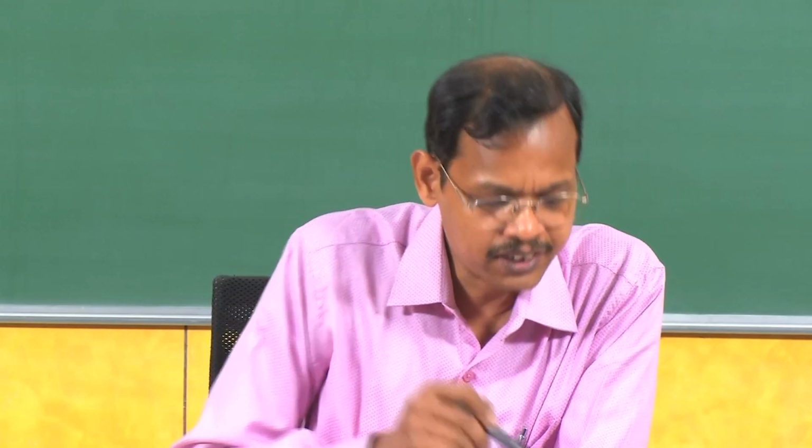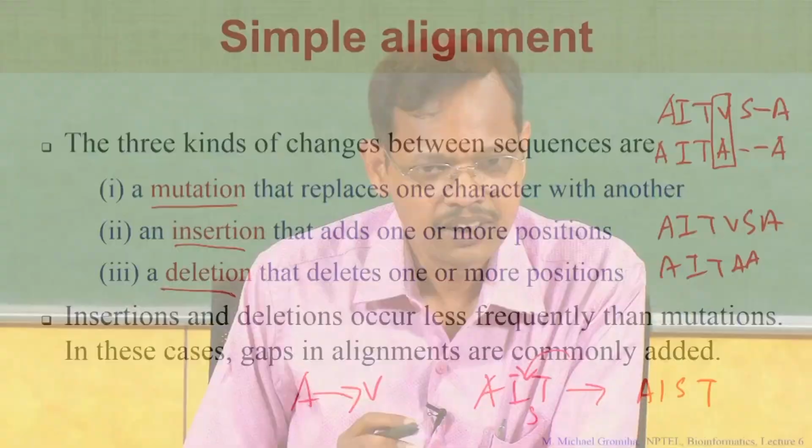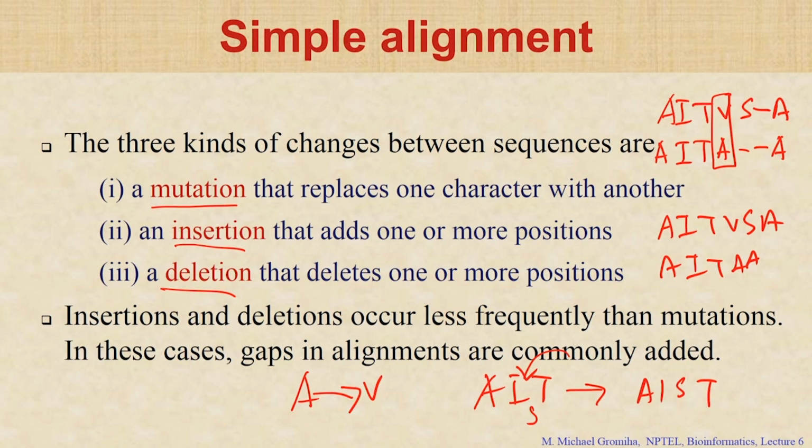Then there is another called deletion. In this case, some residues are deleted in the sequence. For example, if there is a sequence AIST and this I is deleted, then we get the sequence AST, right. Here this I is deleted. So, these are the three kinds of changes in the sequences: either you have mutation, or you have insertion, or you have deletion.